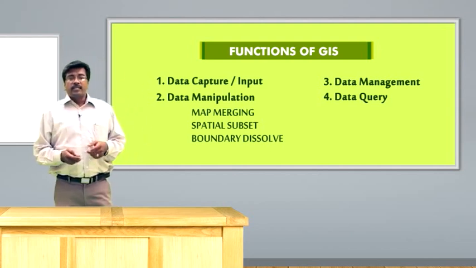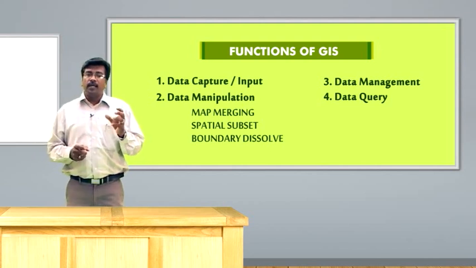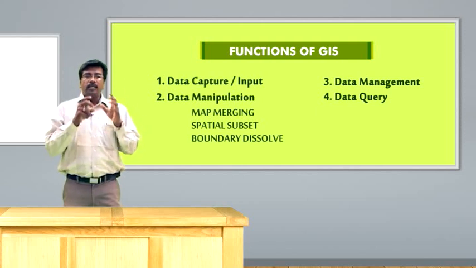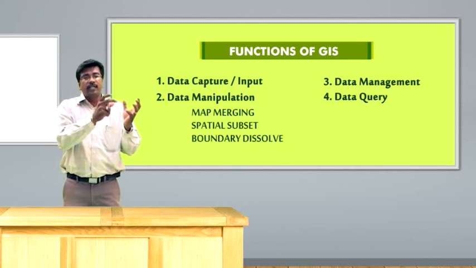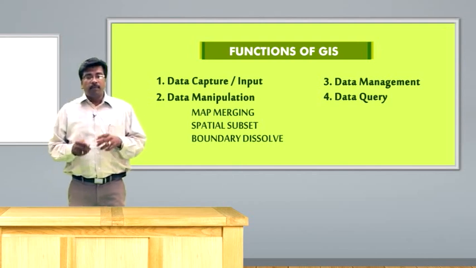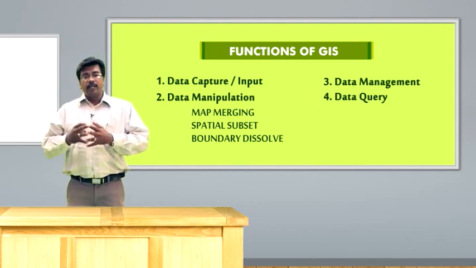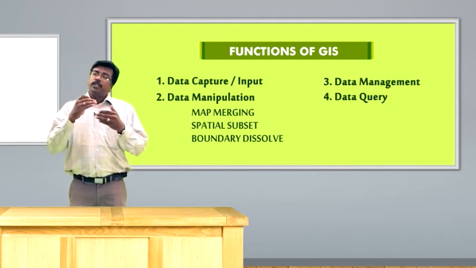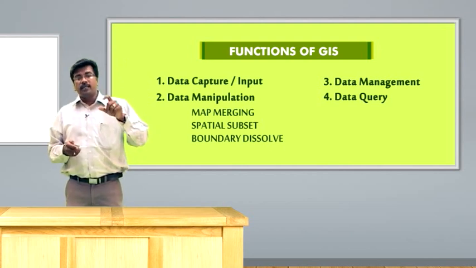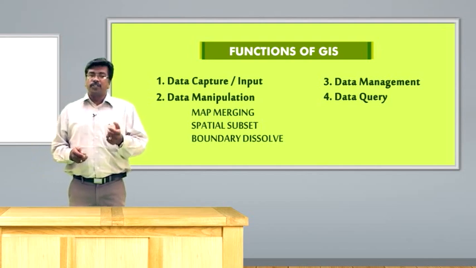And the second one is the spatial subset. So we have a larger map, and when we need a smaller area or area of interest, we can just cut out that area of interest from the whole map. And the third one is the boundary dissolve. Say we have many polygons or different areas, with the attributes we can dissolve those into a final map that can be more informative than the initial map.